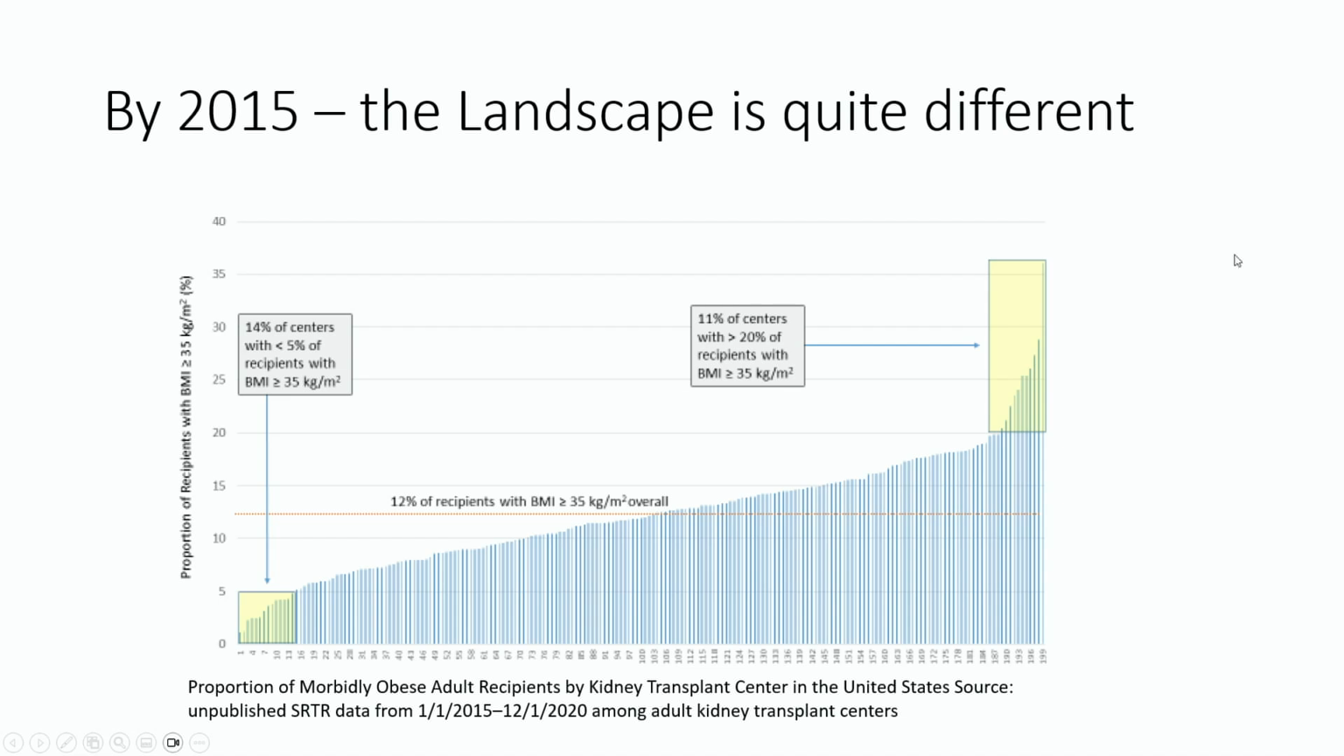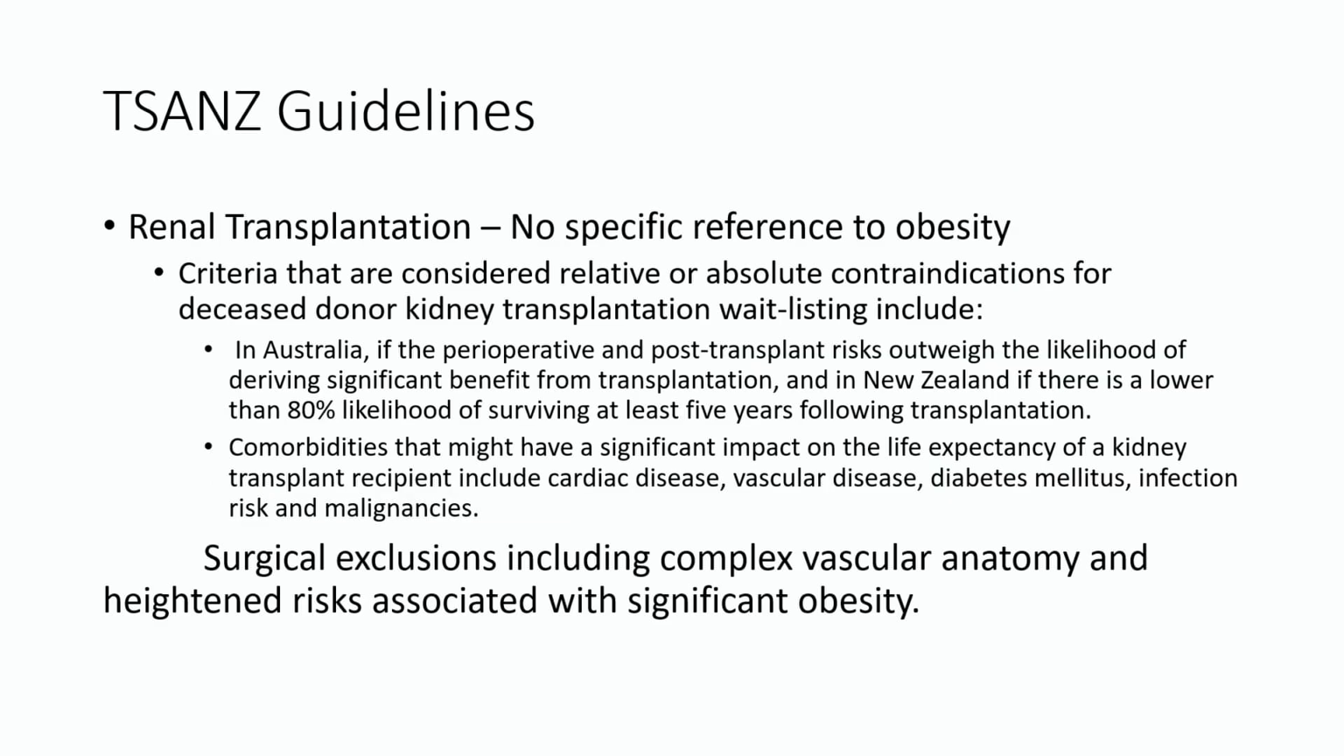The average transplant unit in the US has 1 in 8 patients with severe obesity. 11% of the units have 1 in 5 obese patients, and only 14% of units have low rates of obese patients. So registry data that's over 10 years old doesn't have the proportion of obese patients that we see today.